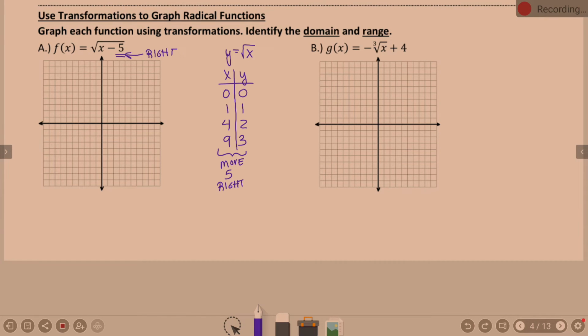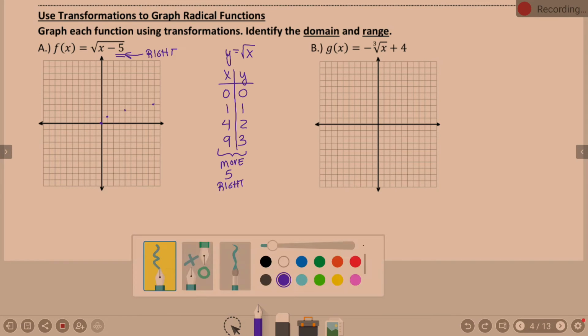Now, it's up to you how you do this, but if you want to put the original dots on, you can: (0, 0), (1, 1), (4, 2), (9, 3). That's a personal choice. You may not want to put those original dots on, but if you do, that's fine. And then take each of those dots and move it where? Right 5.